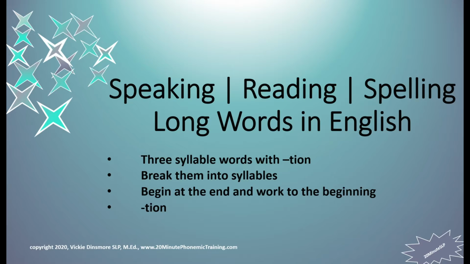This is the second video in a series that helps you to say the words correctly when they are very long, read them, decode them, break them down so that you know what the word is on the page when you're reading, and to spell it when you want to write it. We use syllable breakdown. We begin at the end and work back to the beginning. In this video, you will look at 3 to 5 syllable words ending with the tion, spelled T-I-O-N.